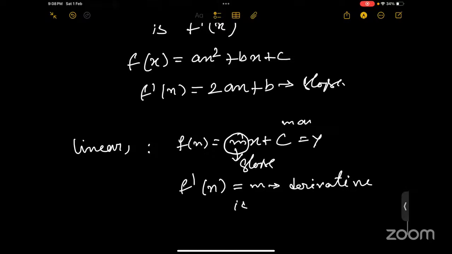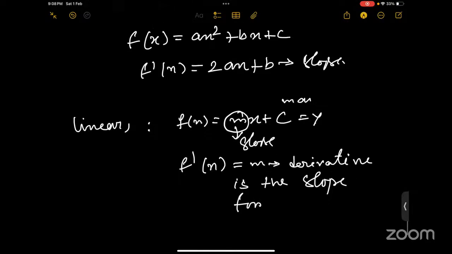Derivative is the slope for any function f. Okay. That means if you have any function and if you are asked to calculate the slope of the function at any point, you just have to calculate the derivative of the function at that point. Okay.